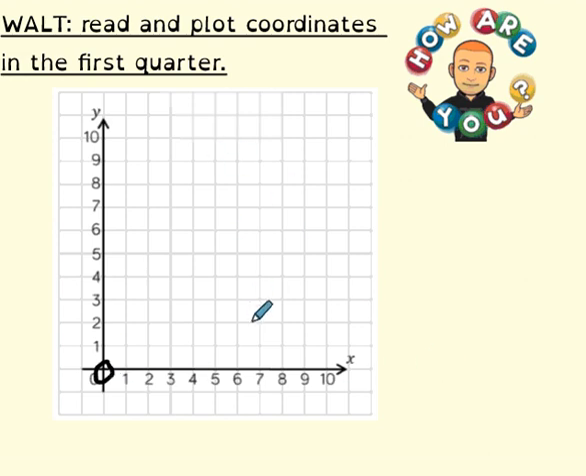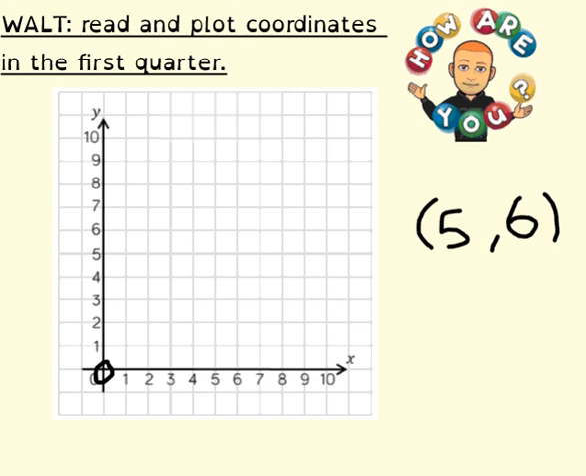When we plot a point on our graph, or on our chart here, we call them coordinates, which is what the Walt tells us we're focusing on today. When I'm writing a coordinate, I would write it using brackets, and I'd have my two numbers separated by a comma. So for example, I would write the coordinate 5, 6, like so.